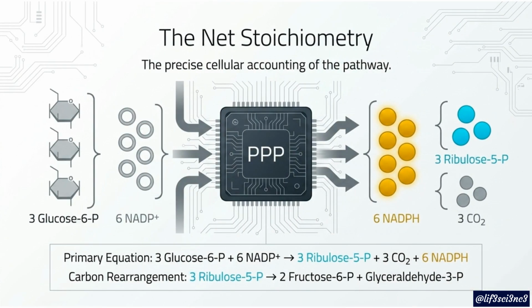To understand the precise chemical accounting of this pathway, let us look at its net stoichiometry. The primary balanced equation dictates that for every 3 molecules of glucose 6-phosphate and 6 NADP+ entering the system, the pathway yields 3 molecules of ribose 5-phosphate, 3 molecules of carbon dioxide waste, and 6 molecules of highly valuable NADPH. If the cell recycles the carbon backbones completely through the non-oxidative engine, those 3 ribose 5-phosphates are rearranged into exactly 2 molecules of fructose 6-phosphate and 1 molecule of glyceraldehyde 3-phosphate.